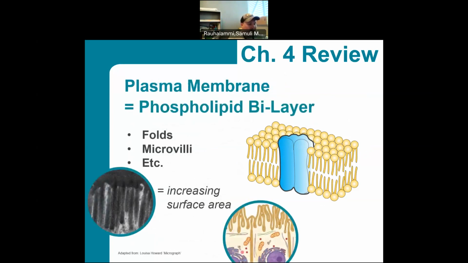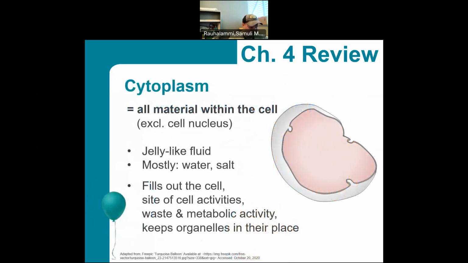Cell membranes sometimes help us to gain more surface area by having various different kinds of folds of these cell membrane phospholipid layers, whether it's smaller microvilli or larger folds. They typically serve the purpose of increasing the surface area of the cell.